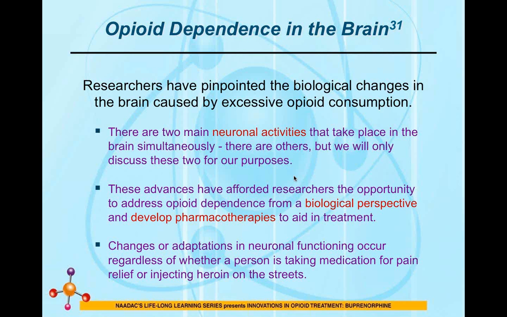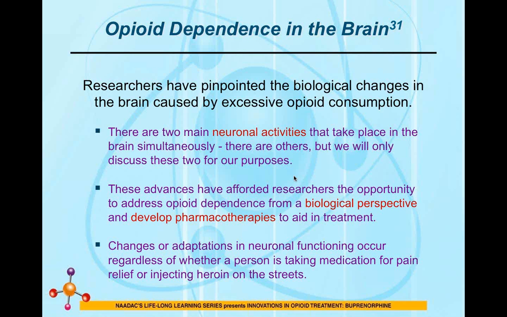And so what I think is really beautiful about the research that's been done is that by pinpointing those neuronal activities, researchers have then had the opportunity to look at opioid dependence from a biological perspective and then develop the pharmacotherapies to aid in their treatment. So they go hand in hand. Once you understand what's occurring in the body to make opioid dependence set in, you can then work backwards and figure out ways to help reduce some of those symptoms or to reduce the dependence hold.